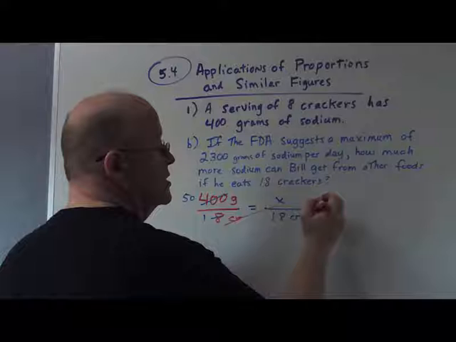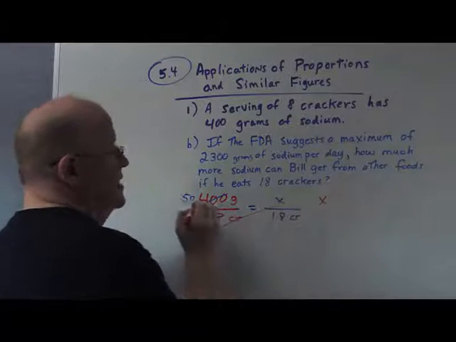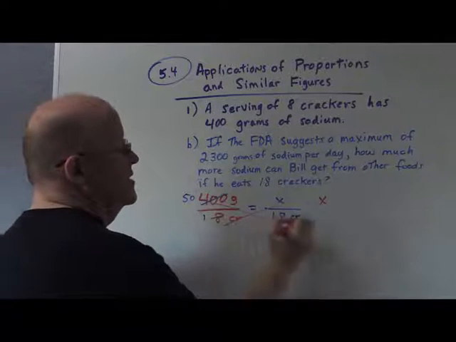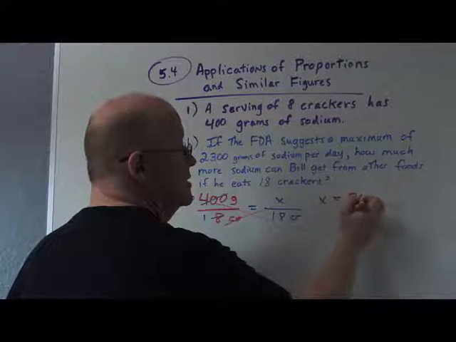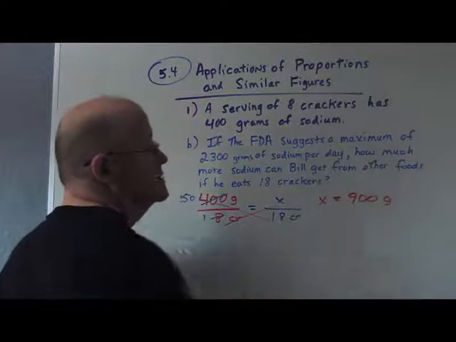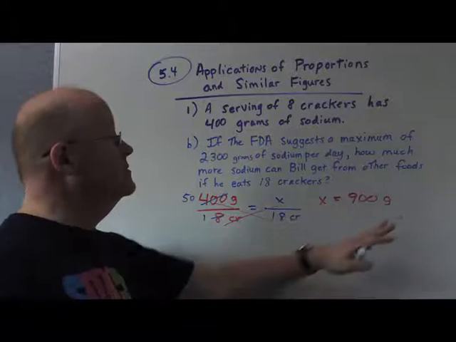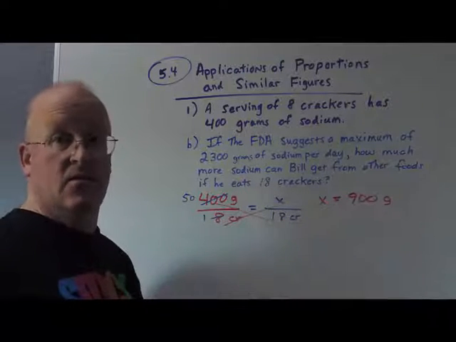Now we're going to solve this by cross-multiplying. One diagonal is 1 times x, which is just x. The other diagonal is 50 times 18, which is 900. So that says he is going to consume 900 grams of sodium from these 18 crackers.